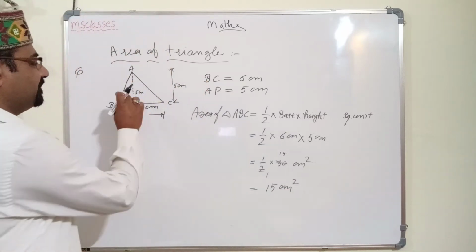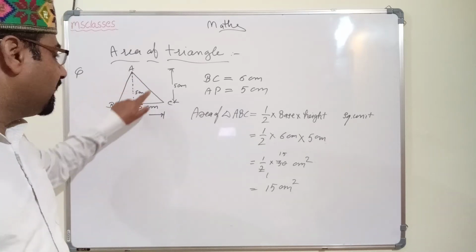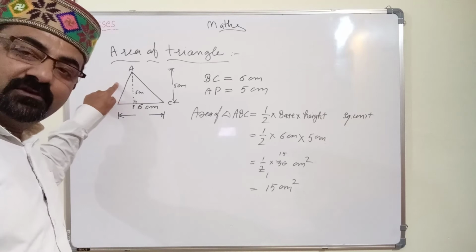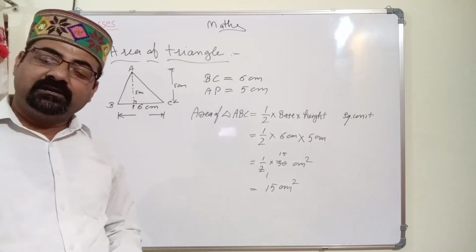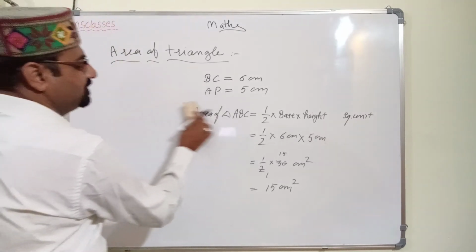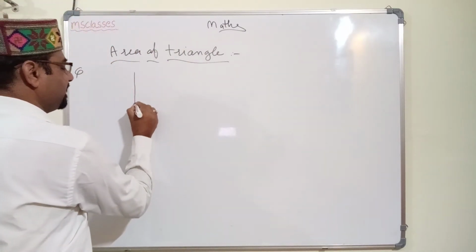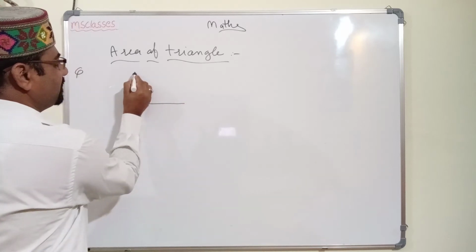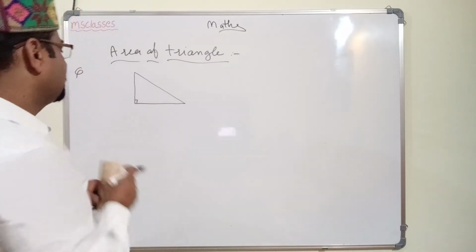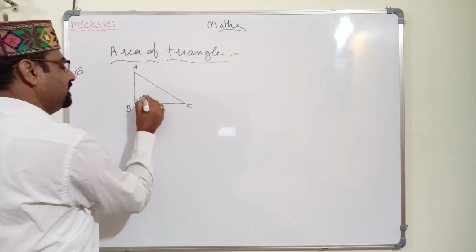Guys, if you have this triangle, whether it is a scalene triangle or an isosceles triangle or equilateral triangle, okay, now we will calculate the area of a right angle triangle. Guys, if you have a right angle triangle, the right angle triangle is that triangle with a right angle at one vertex. Okay, so this is ABC. Right angle means 90 degree angle.